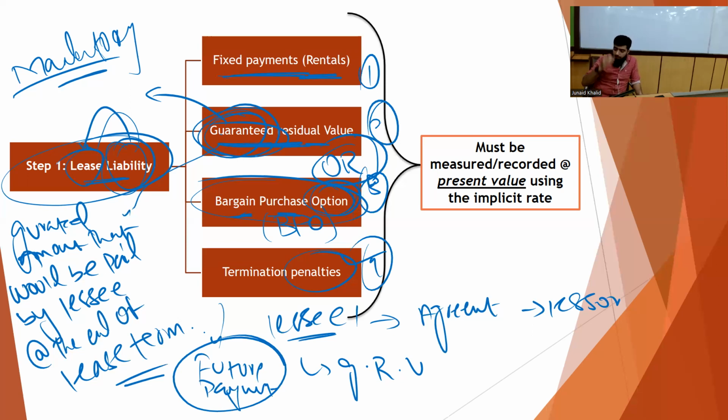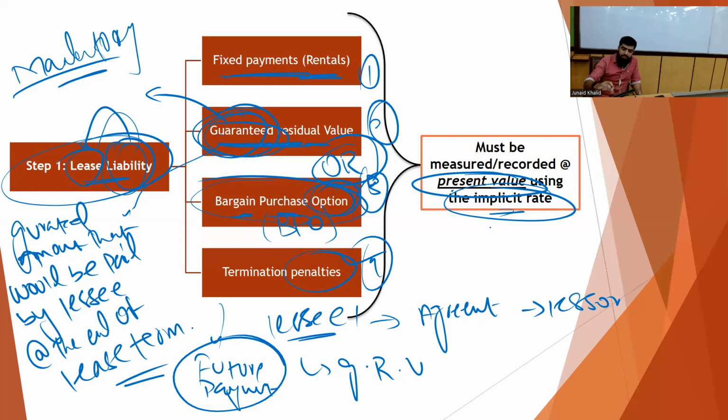You must have some in your mind, and you would definitely say that if these are the future payments, if these values are the future values, and we need to recognize that liability at present, we need to recognize all these payments at the present value. And for the calculation of the present value, we need an interest rate, and the implicit interest rate would be used. So it means all these payments must be measured or recorded at the present value, and for the calculation of the present value, the implicit interest rate is used.